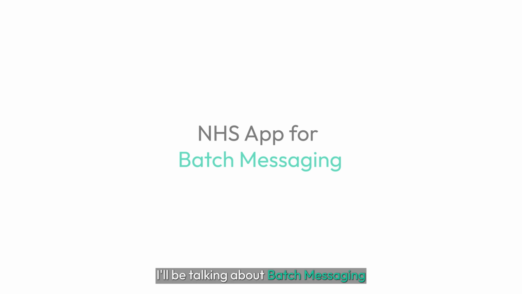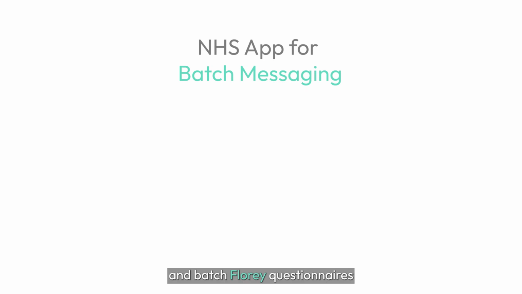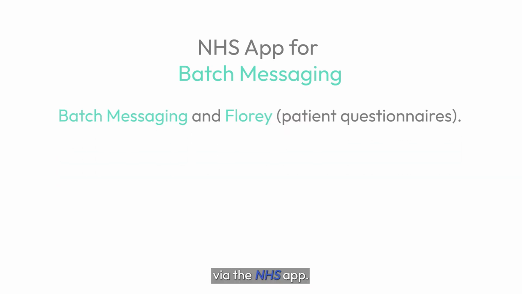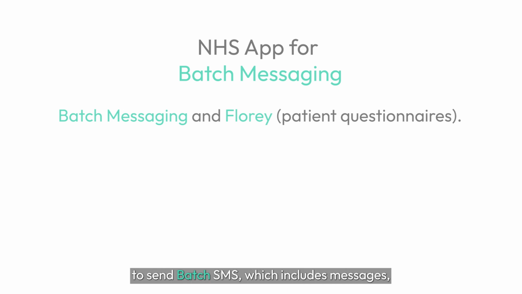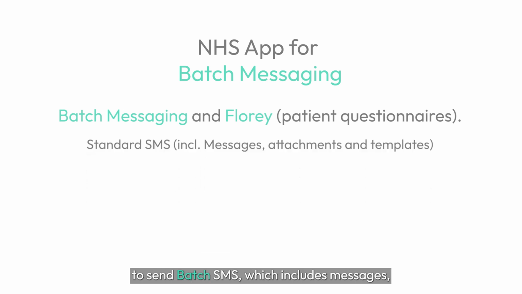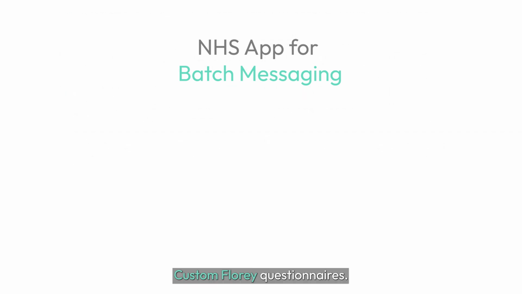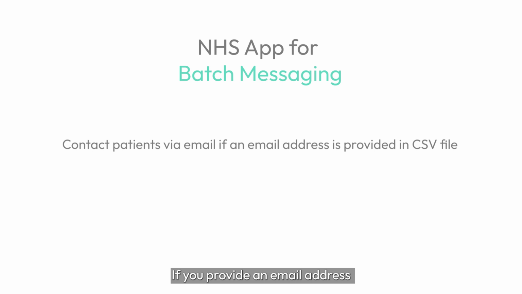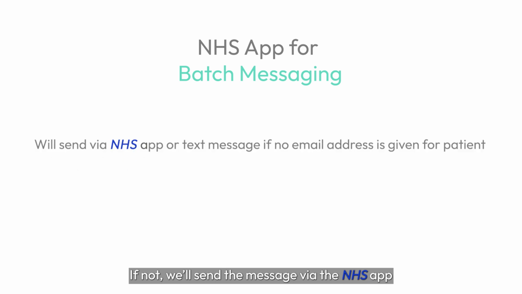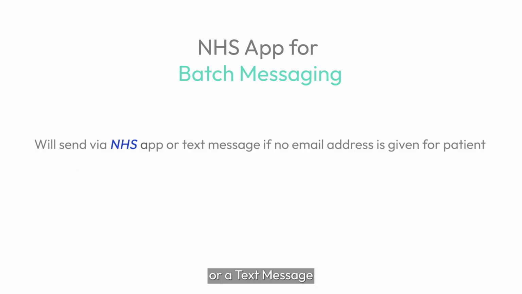In the video, I'll be talking about batch messaging via the NHS app and email. You can now send a batch SMS and batch flow rate questionnaires via the NHS app, giving you an additional, more cost-effective route to communicate with patients. You can use the NHS app integration to send batch SMS, which includes messages, attachments, and templates. You can also send batch flow rate and custom flow rate questionnaires. If you provide an email address, we'll send an email to your patient. If not, we'll send a message via the NHS app or a text message.